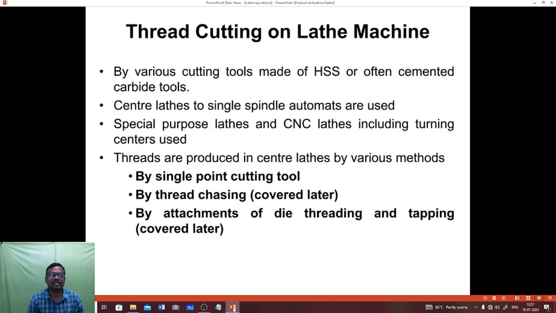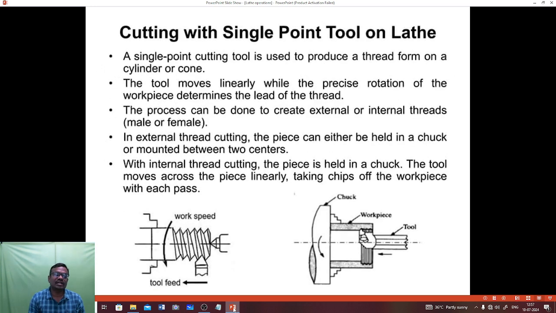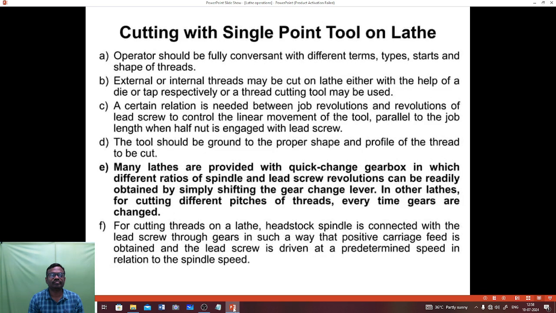Threads are produced in center lathes by various methods, that is, by single point cutting tool, by thread chasing, and by attachments of die threading and tapping. Cutting with single point tool on lathe. A single point cutting tool is used to produce a thread form on a cylinder or cone. The tool moves linearly while the precision rotation of the workpiece determines the lead of the thread. The process can be done to create external or internal threads.